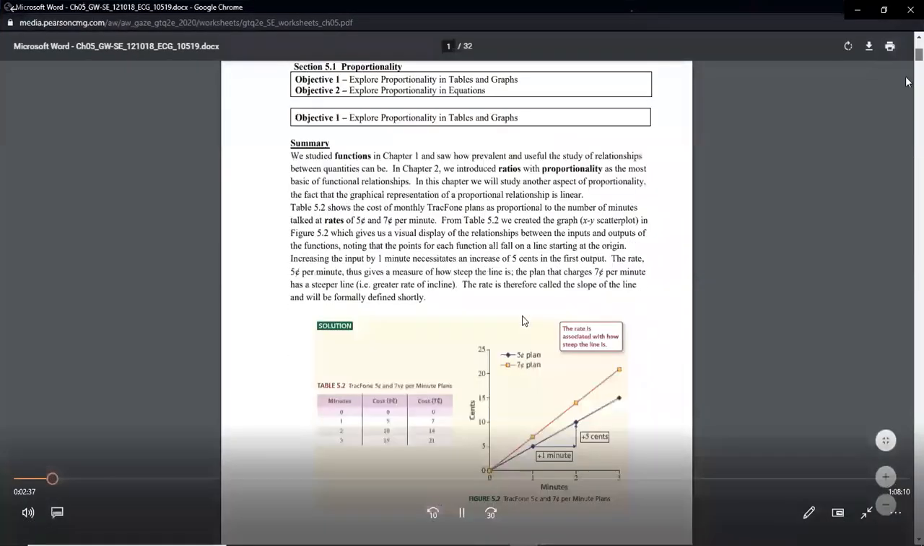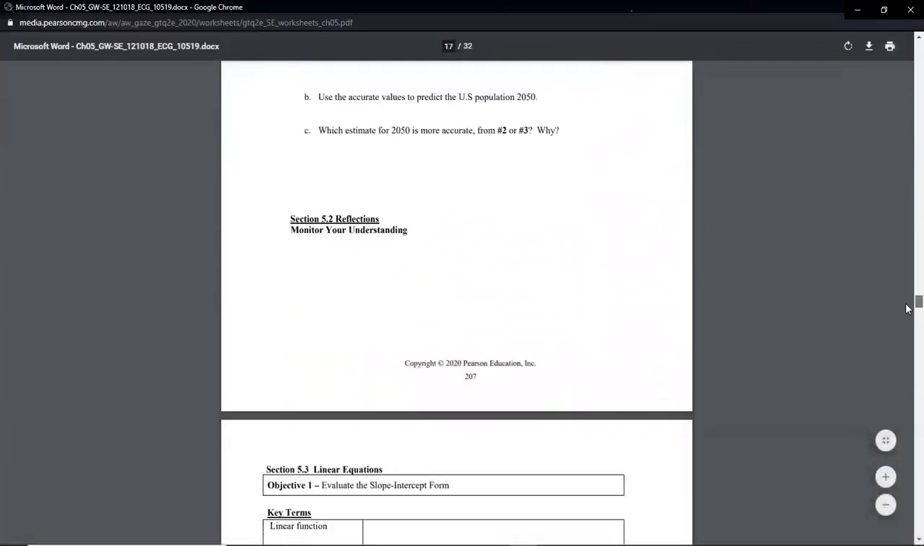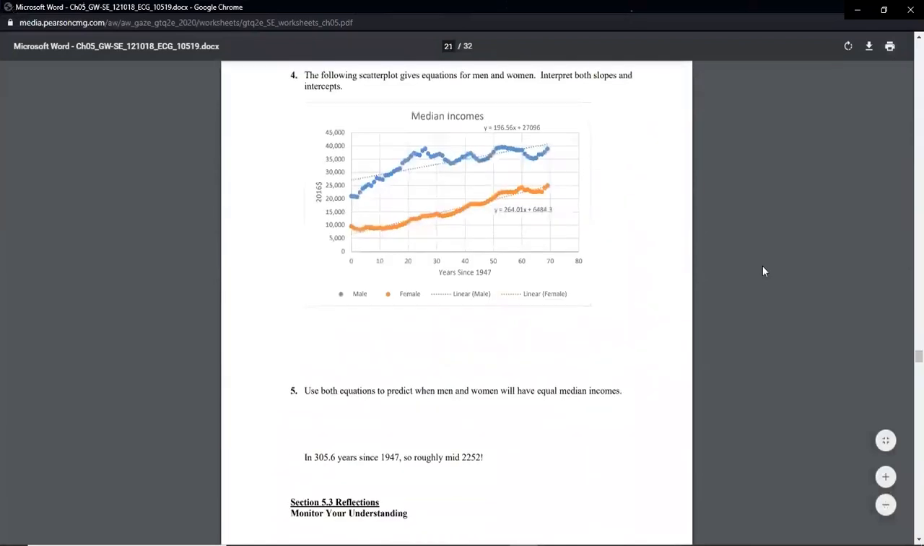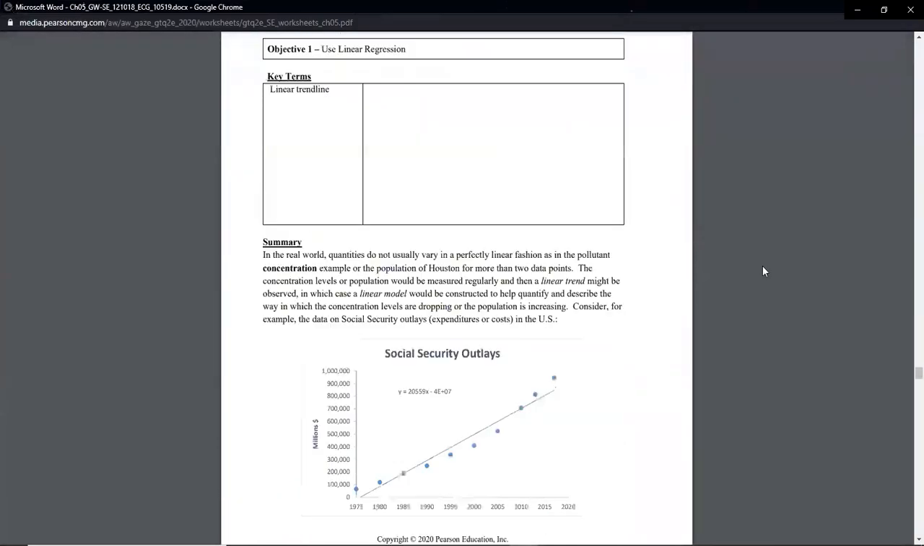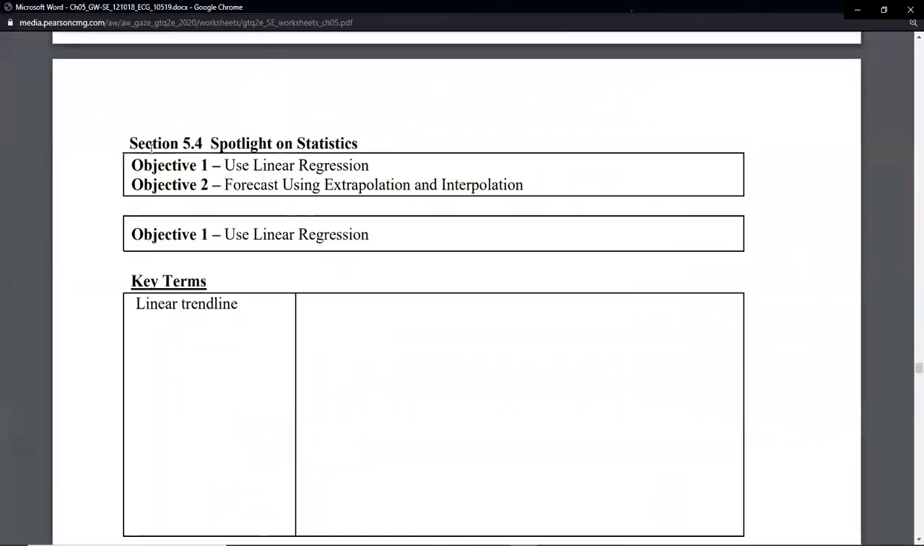To that guided activity from chapter 5, specifically, long dramatic pause so I can find it. All right.